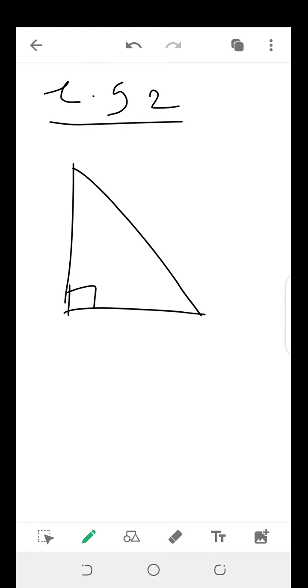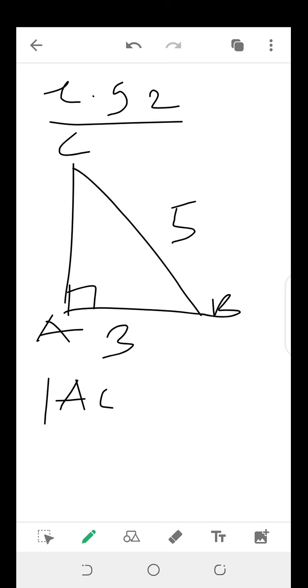Let's take it right, not drawn to scale. This is 3 centimeters, and this is 5 centimeters, and this is A. So triangle ABC, and then we are asked to find line AC. If you see something like this in mathematics, it stands for the line or the magnitude of the line. So we want the magnitude of AC.